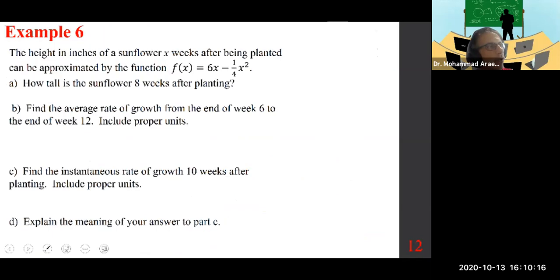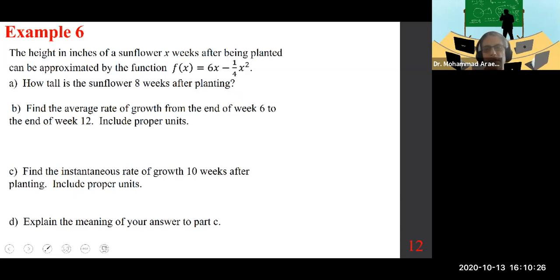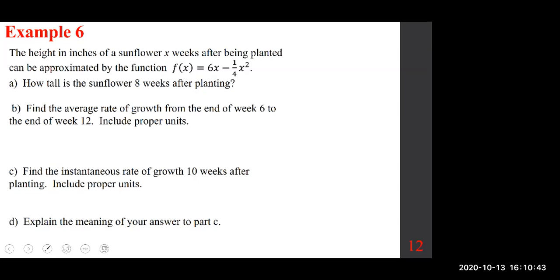Okay, here's the last question. Can anybody read this last question for us, please? Anyone? Can somebody read this last question for us, please? Okay, I can read it, Professor.